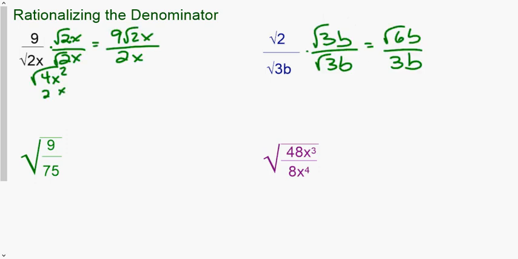All right, these two are easier than the last two we had on the previous slide. Here we multiply by root 2x over root 2x. You get 9 root 2x over 2x. Nothing to simplify, nothing to break down. Same with the one on the right.